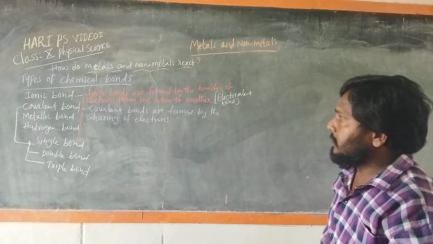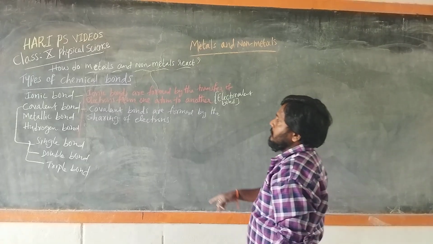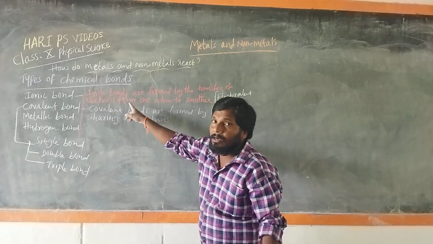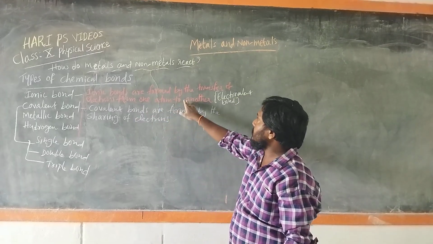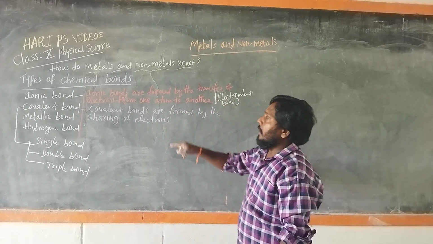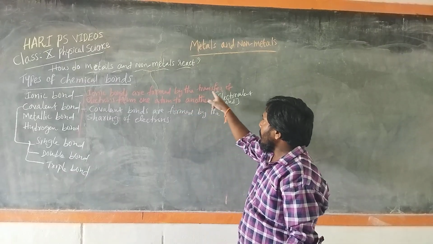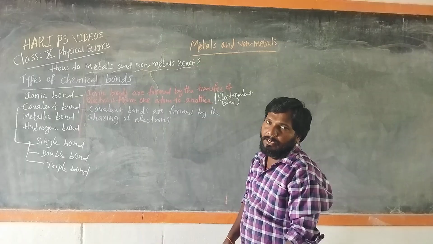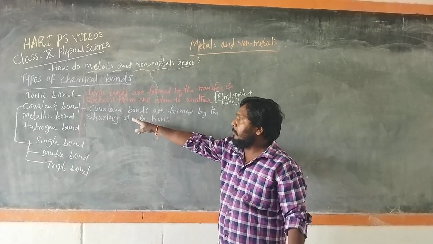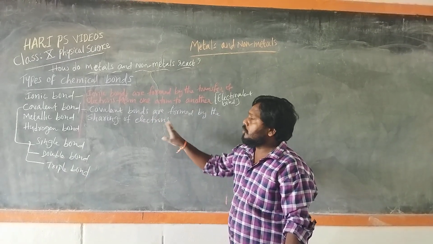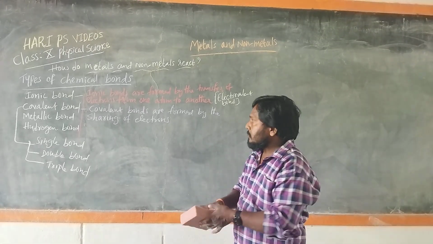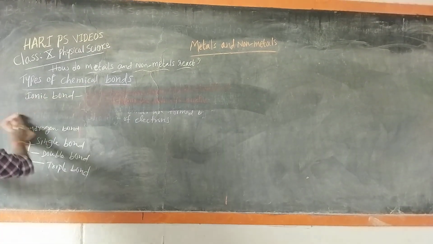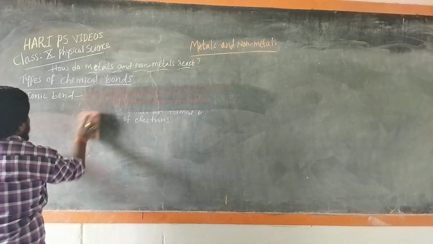So what is meant by the ionic bond? Ionic bonds are formed by the transfer of electrons from one atom to another atom, whereas covalent bonds are formed by the sharing of electrons. So let's understand the ionic bond.